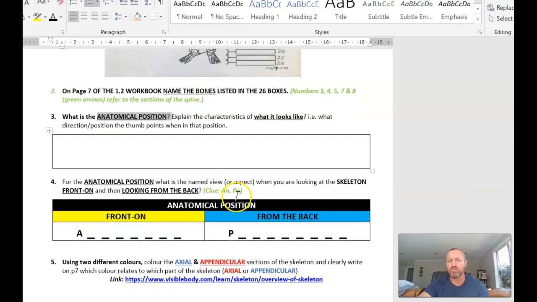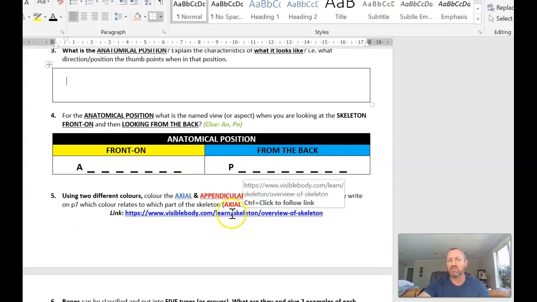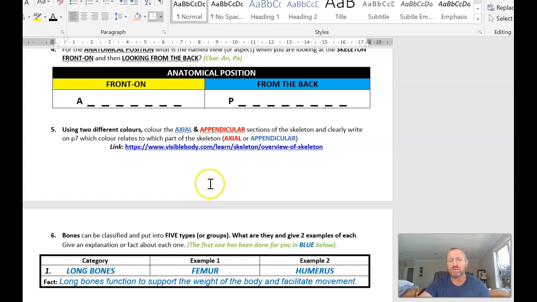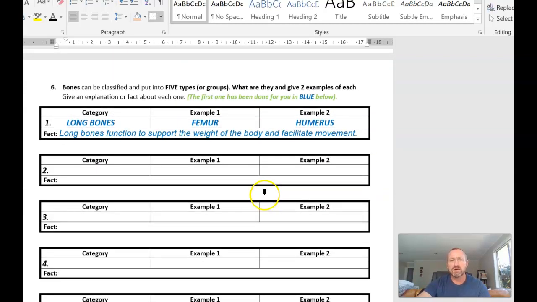Okay, so at this point you're probably not entirely sure, but this is what the research is for, and this is what the links are for, which we will then go over. This is compulsory work, guys. It needs to be done this week by Friday 3 p.m. and we will go over it.